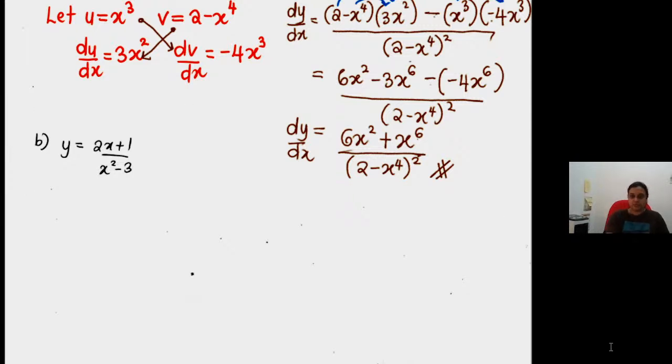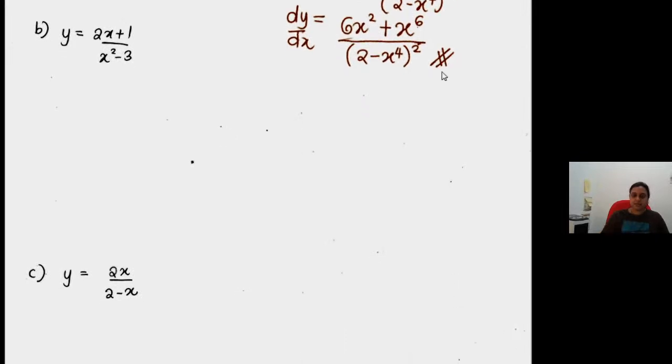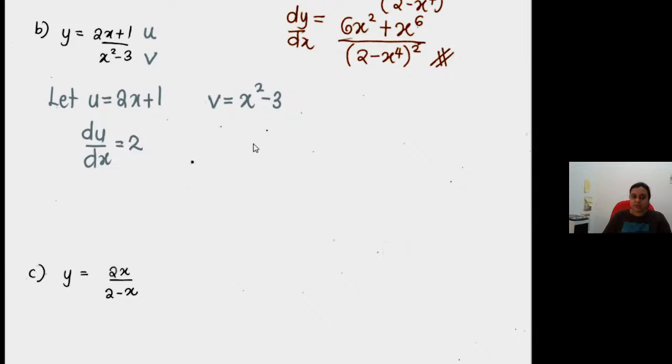Okay, let's go to B. Always when you see a fraction, straight away the top one is u, the bottom one is v. So you start with let u be 2x plus 1 and v will be x squared minus 3. Then differentiate: du/dx, so we get 2. Differentiate dv/dx, so we get 2x. Okay, done.